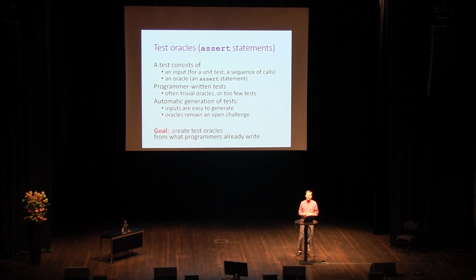So there are two ways to get tests: for programmers to write them, or for machines to generate them. When programmers write tests, they often use trivial oracles, like, did the software crash or not? That's helpful, but it's not really getting at the semantics. And programmers don't write enough tests. They don't like to do it. So automatic generation of tests is a really promising and exciting approach. It turns out that, remember, there are two parts to any test. The test inputs are really easy to generate. That's not a problem.